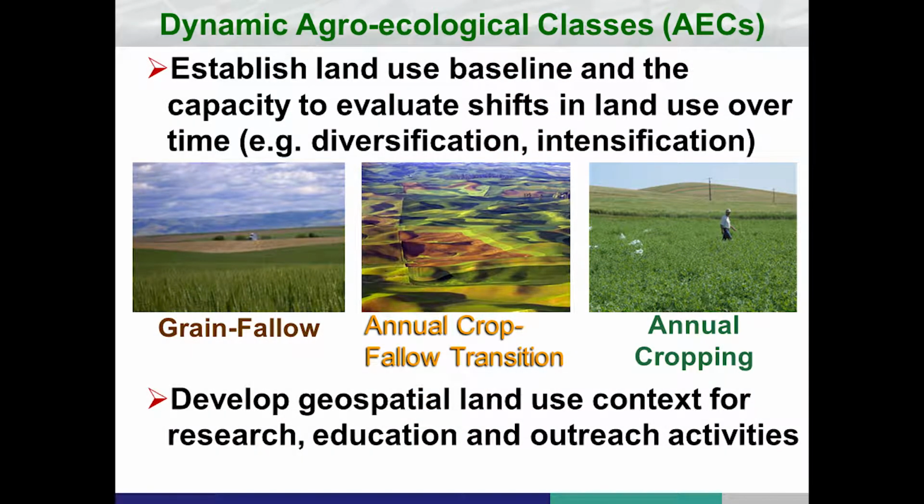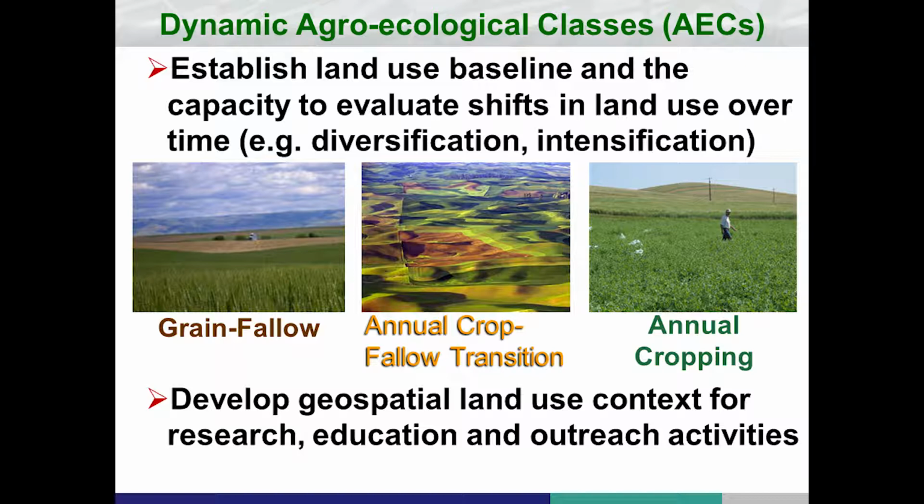So here we are, dynamic agroecological classes, and the purpose was foremost to establish a land use baseline and the capacity to evaluate shifts in land use over time. How do we do that? How do we assess how much diversity we may be seeing in the landscape now, and if there's going to be future intensification or not, how do we even know that?